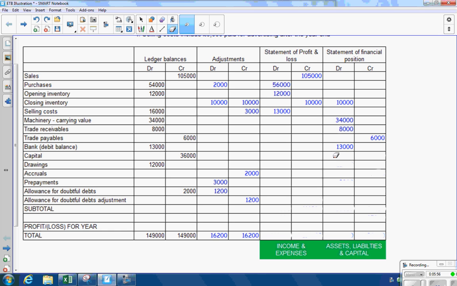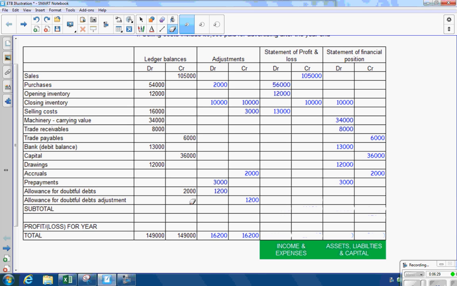Next, capital. Well, capital goes in the statement of financial position, as does drawings, as drawings is the money taken out of a business by its owner, and that represents a reduction in capital. My accruals, I've got a credit balance on accruals, and that goes to my statement of financial position. It represents a liability. Prepayments, well, that again goes to my statement of financial position. In this case, I've got an asset.